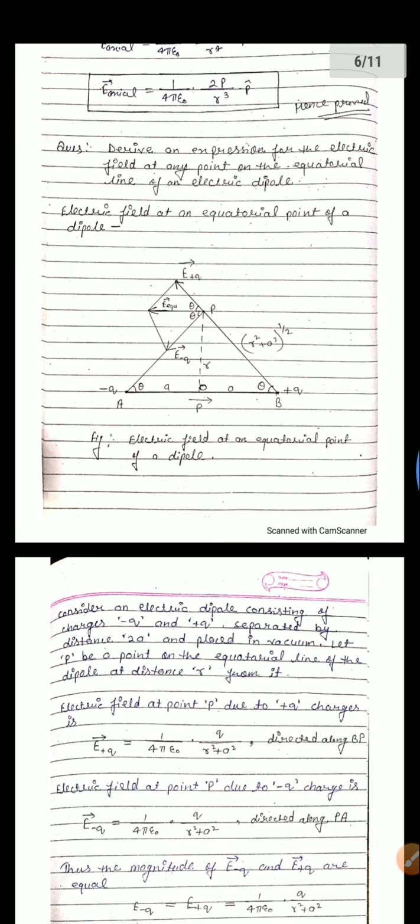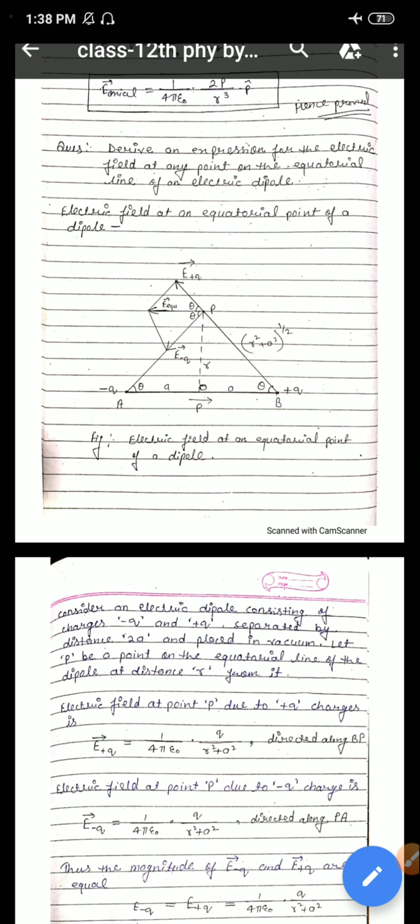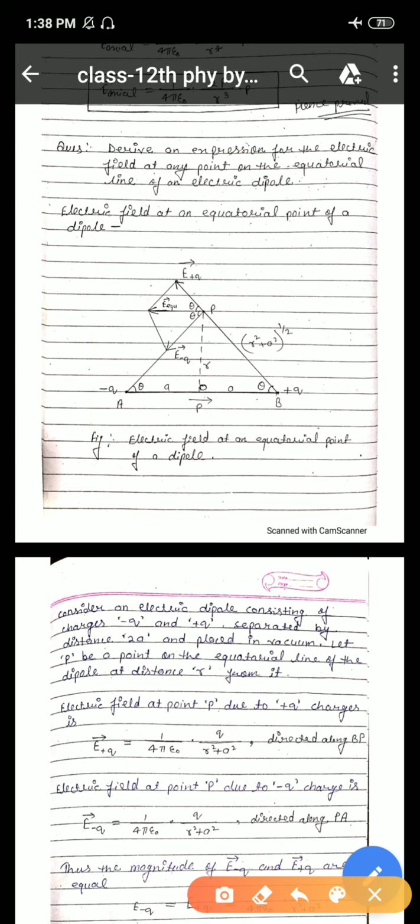Now see second derivation. In your exam, this derivation is asked in this form: derive an expression for the electric field at any point on the equatorial line. In the previous derivation we calculated electric field at axial point, and now in this derivation we have to calculate electric field at any point on the equatorial line of an electric dipole. Is it clear, student?